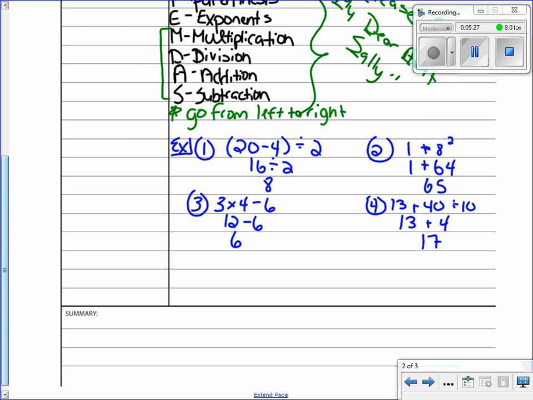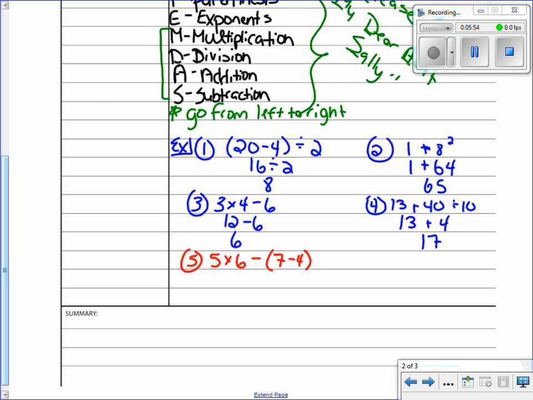Two more examples. Example 5. We have 5 times 6 minus the quantity of 7 minus 4. Notice I said the quantity of, that's how you describe parentheses. Instead of us saying the parentheses 7 minus 4, in math we say the quantity of 7 minus 4. So again, this is 5 times 6 minus the quantity of 7 minus 4.